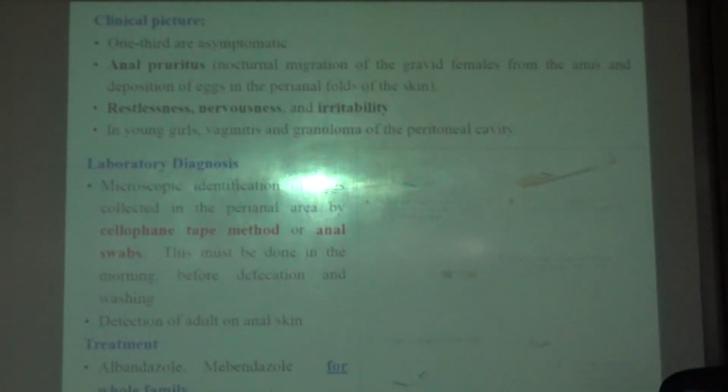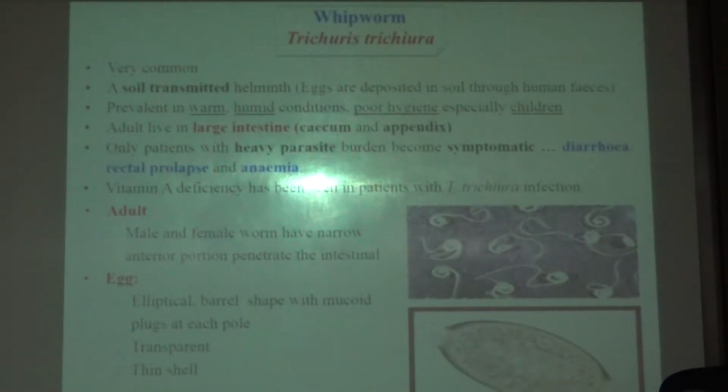Albendazole, mebendazole for the whole family. This is true for others also: when you get helminthic infections, it is better that you give treatment to other people in the family also, because it is possible that the infection is there in the whole family, especially in this case, pinworm. Now coming to Trichuris trichiura, it is also known as whipworm.